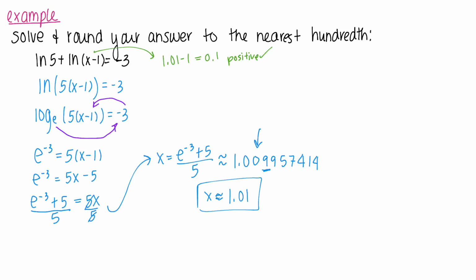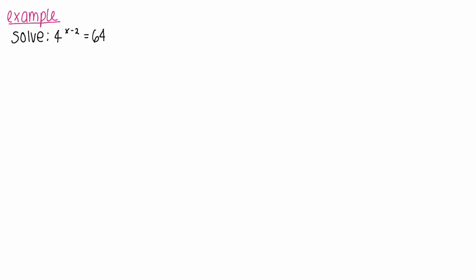It's not exactly that. The exact number is e to the negative 3 plus 5 over 5. This is its exact answer, and this is its approximate answer. So that's logarithmic equations. The other part is exponential equations, so let's move on to exponential equations.